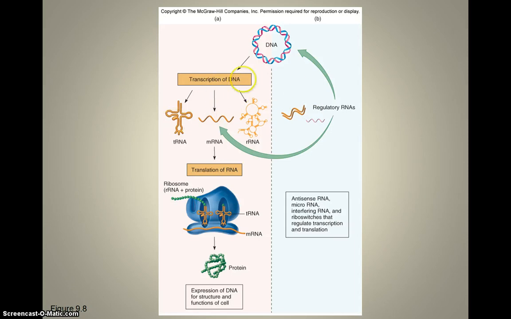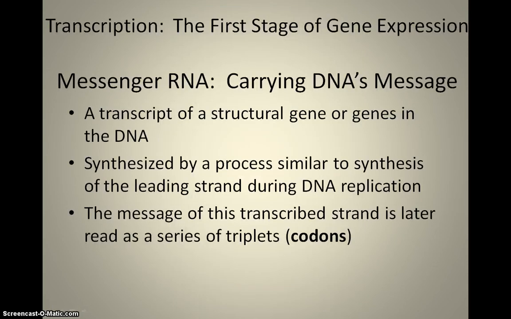So we transcribe the DNA to a message. And then tRNA and ribosomal RNA make up the structural components of the ribosome. And the tRNA helps to connect the amino acid sequence and associate it with the message, which then forms the structural protein. So this is the big picture that I'm going to be walking us through.